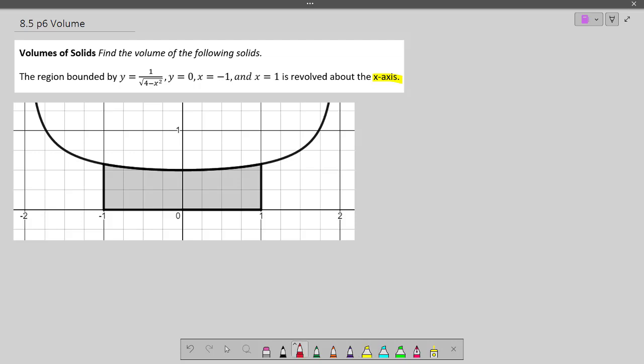So we're going around the x-axis. The natural choice would be to use disk, washer, or shell.